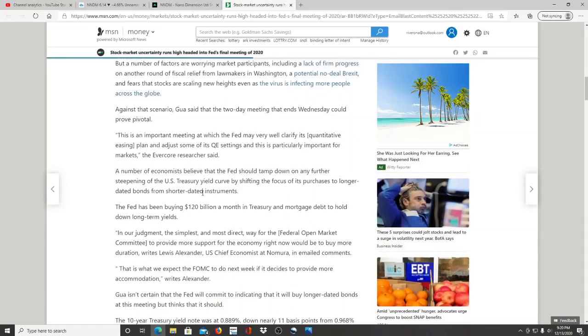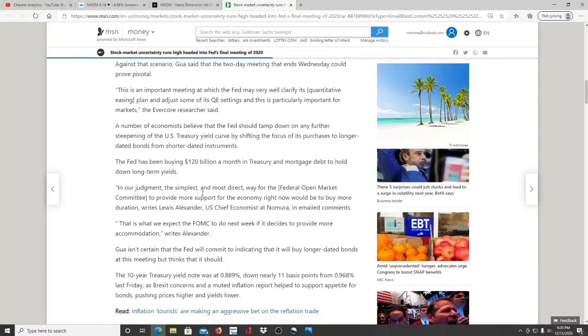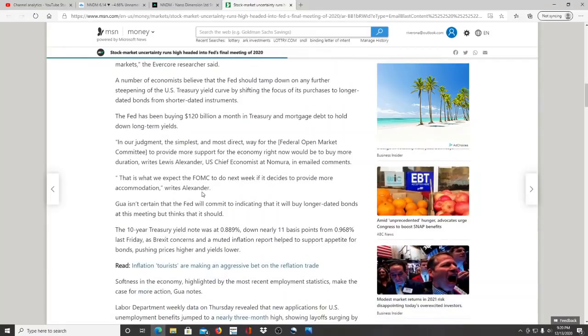Another thing too is that they're talking about how the Federal Reserve is taking US Treasury bonds, right? And instead of buying them in short term, they want to buy longer dated bonds from shorter dated instruments. That's something they're basically saying, we need to shift our approach right now. This has been working, and it's going to be a big deal that we need to switch over because it might not work anymore.